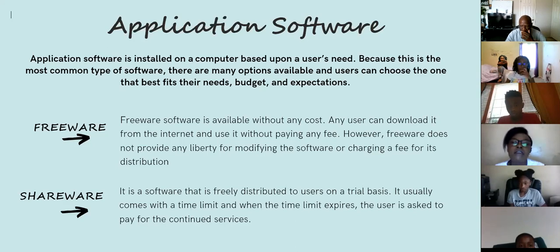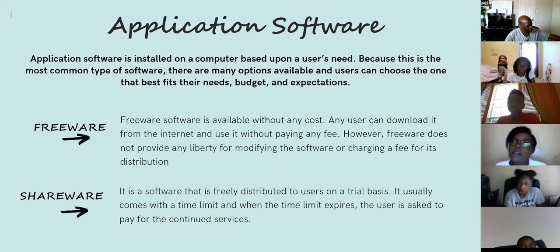Then we have shareware. What happens is that they give it to us free, but they tell us to use this software on a free trial for say 30 days or a 14-day trial, and then start paying for it. Most of the software that we download on our computer is like that: you have a free trial, then you use it, then you start paying for it. That is what is known as shareware.